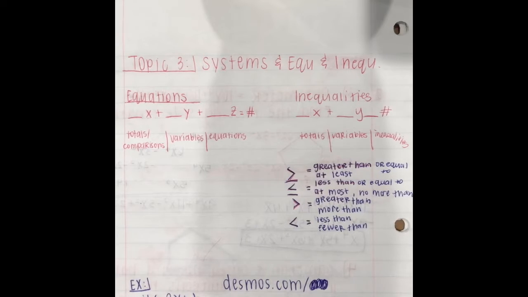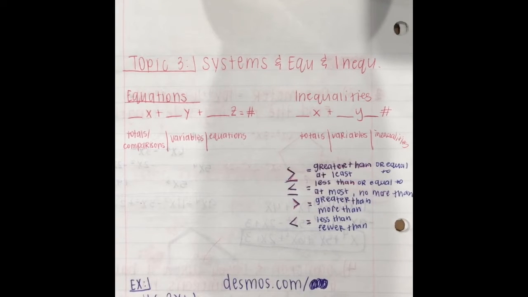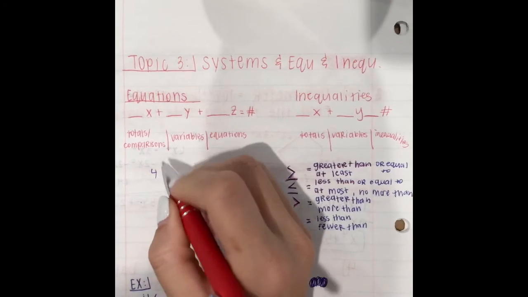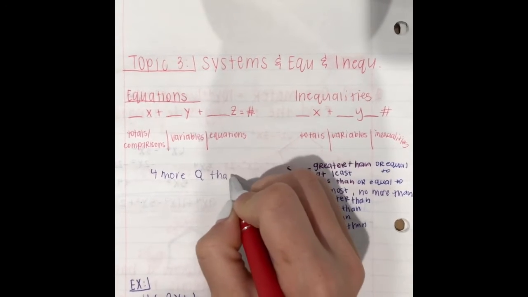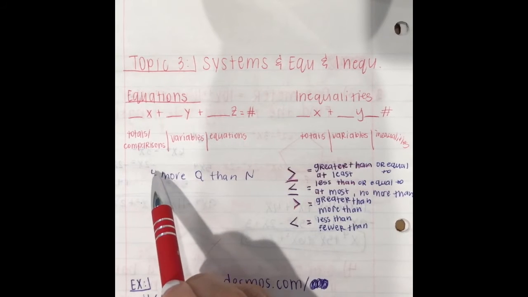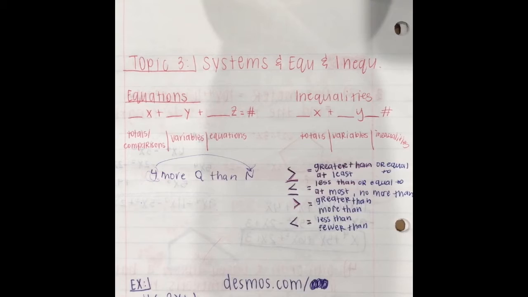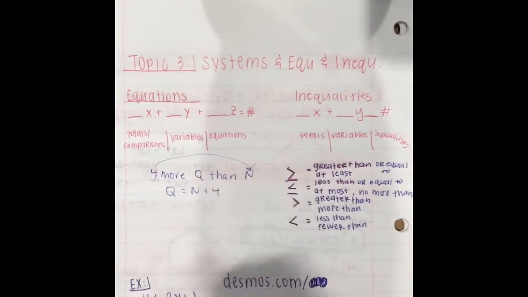The important thing that gets a lot of people is the comparisons, right? So if I said you had 4 more quarters than nickels, people don't know what to put the 4 with. You're always going to put the number that it gives you with the second letter, the second variable, okay? So quarters would equal n plus 4.